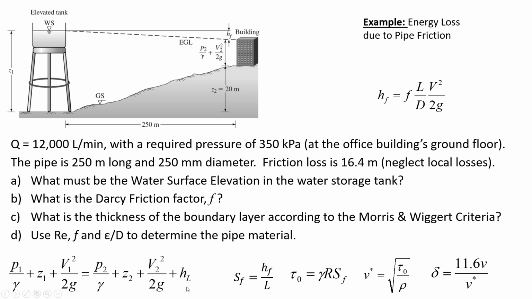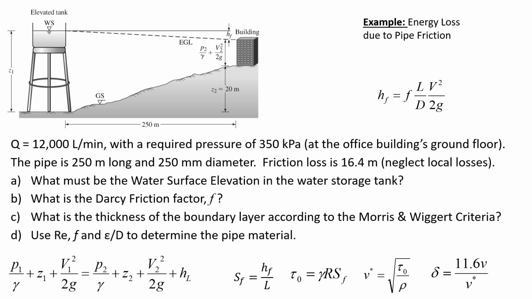and local losses. So head losses, H sub L, includes those two classifications: energy loss due to pipe friction, and energy loss due to local losses. So 1 is at the surface of the tank, and 2 is at the base of the building. So this is location 2. And the water's flowing through the pipe at some velocity that we haven't calculated yet.